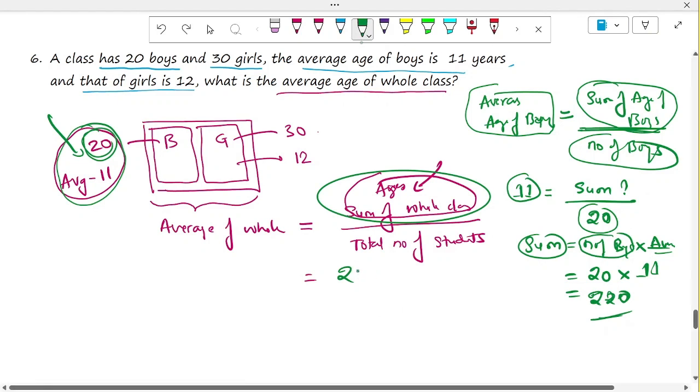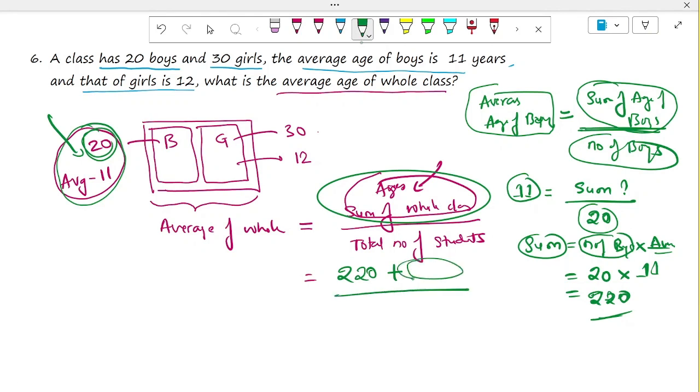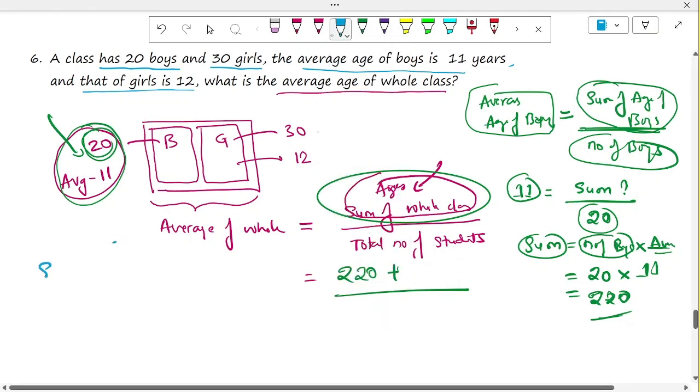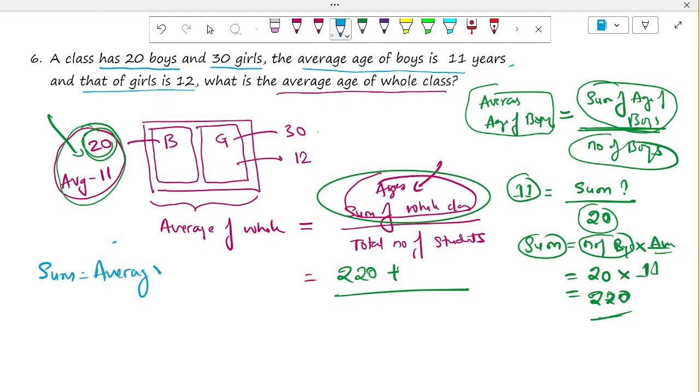plus. You need to find the total sum of ages of girls. Now you have found boys, and now you need to find the girls. So you can use the same formula. Sum is equal to average into number of students.